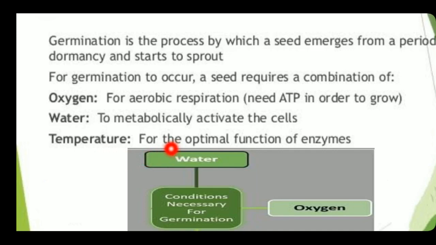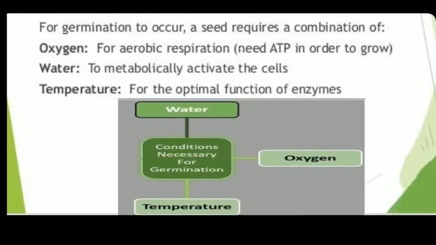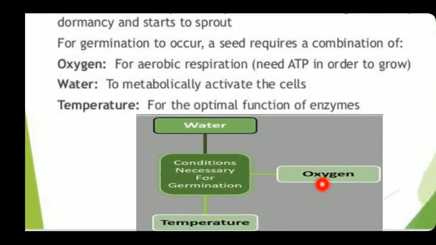Within the limits, the higher the temperature, the higher the rate of germination. Within the limit means between 5 to 40. But if it is more than 40, then germination will not take place. And if it is lesser than 5, then also germination will get affected. So these are the conditions: water, oxygen, and temperature.